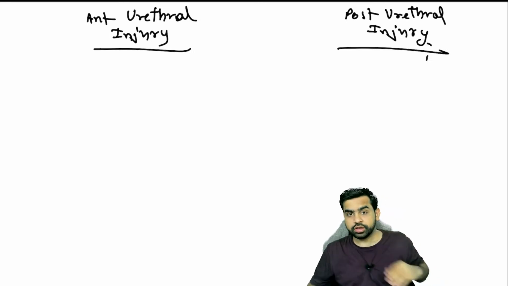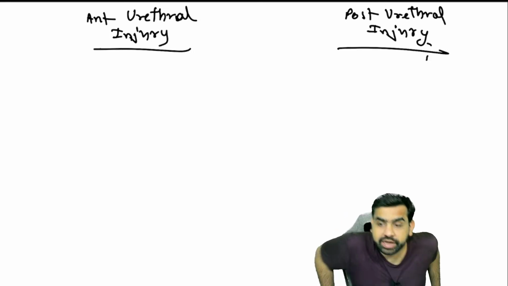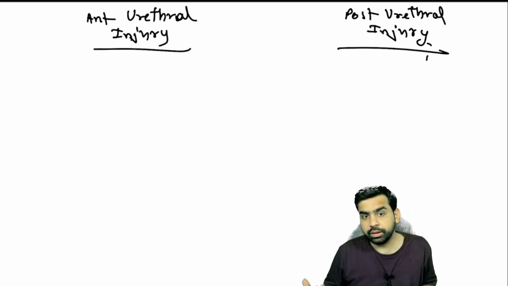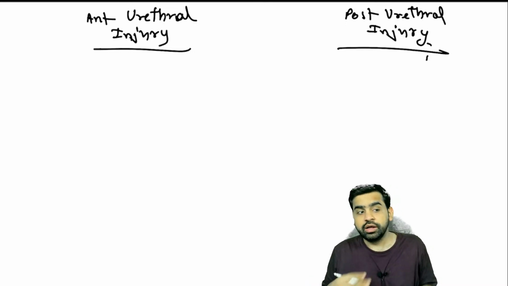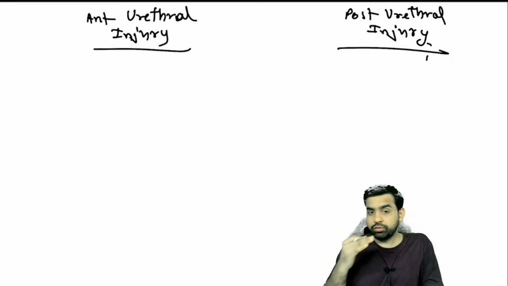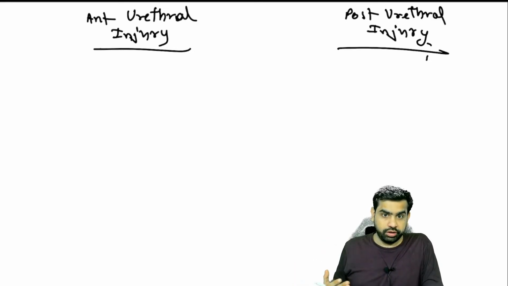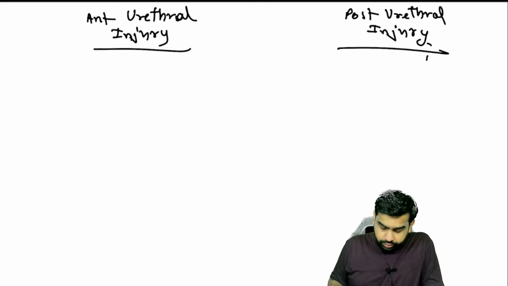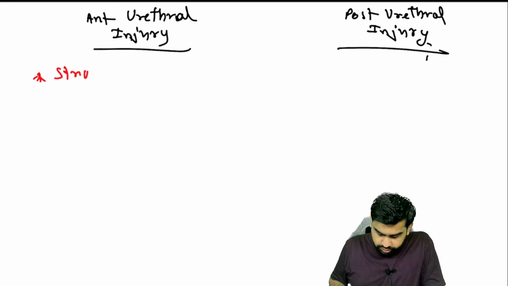So what is the anterior urethra, and what is the posterior urethra? The anterior urethra is your penile urethra and the bulbar urethra. That is what constitutes the anterior urethra. What about the posterior urethra? The membranous urethra and the prostatic urethra constitute the posterior urethra. Are you understanding my point? So in the anterior urethral injury, what is the mechanism of injury? Here there has to be a straddle injury.